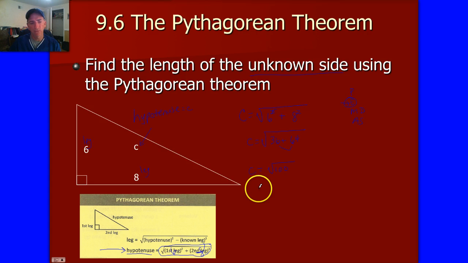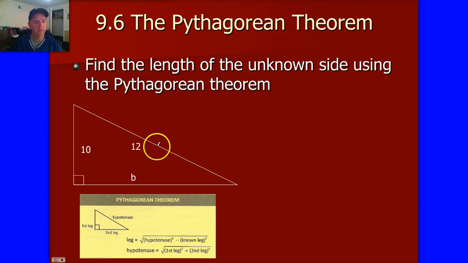So here we're looking for a number where something times itself is 100, and that is 10. C in this case is equal to 10. That's the hypotenuse. That's the solution.